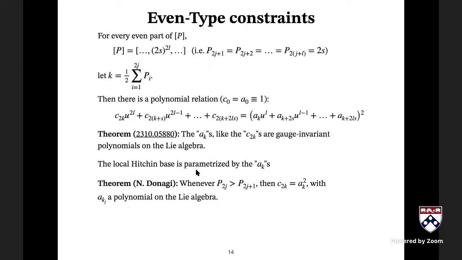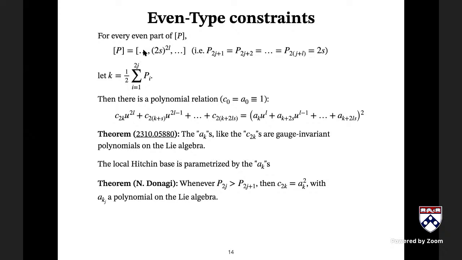The polynomial relations that you find come in two types, which I call even type constraints and odd type constraints. I'm first going to describe the even type constraints. For every even part of P, remember the even parts have to occur with even multiplicity, let's say this partition P looks like something, with some part 2s raised to multiplicity 2l. In other words, P sub 2j plus 1 through P sub 2 times j plus l is equal to 2s. Let K again be half of the partial sum of all of the parts of P before this even part.